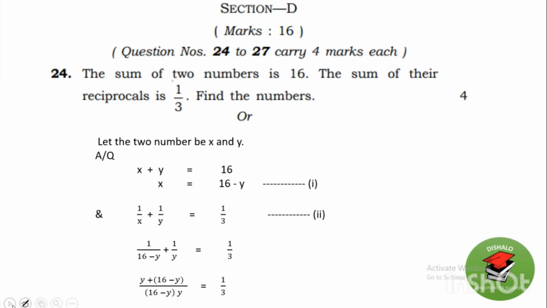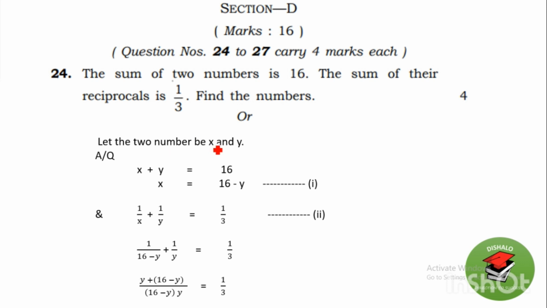Then we go to section D. There are questions 24 to 27 and each carries 4 marks. The first question from section D is: the sum of two numbers is 16. The sum of their reciprocals is 1 by 3. Find the numbers.